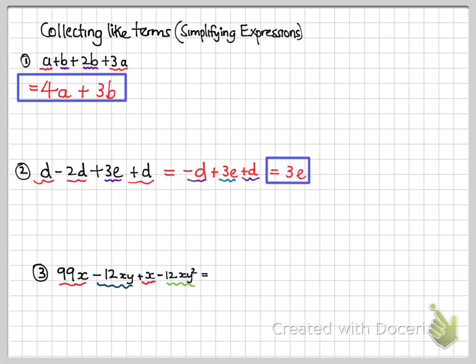So that's why I've got 3 different colored lines. The red means they can be grouped together. The purple and the green are all different, okay? So the solution would be 99x plus x is 100x, so that's how I get the 100x, and then minus 12xy and minus 12xy squared. So remember, I'm copying the minuses from both sides. I'm copying the entire term, and that includes the minus. So it'll be minus 12xy and minus 12xy squared.